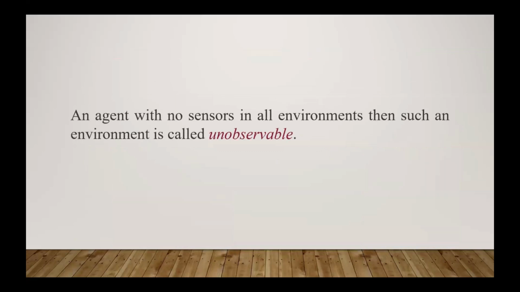If an agent has no sensor in the environment, then such an environment is called unobservable. It means there is no sensor to receive information from the environment, so it is neither partially observable nor fully observable. It is called unobservable. Let's take an example: an agent is designed to predict earthquakes, but the agent is placed in a sealed windowless room with no sensor or access to external data. In this situation, the environment is unobservable because the agent has no way to gather information about the outside world, so it cannot make a decision.